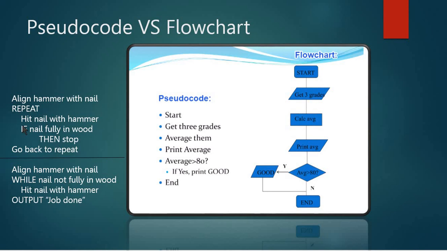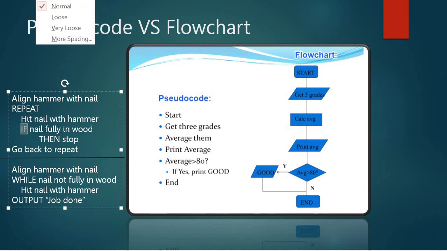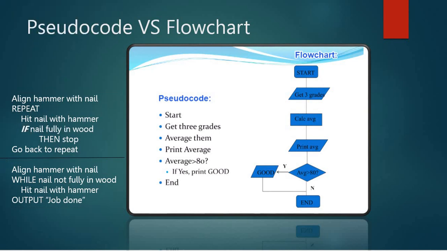Now in this I used if. But in the next one I'm actually using while. Now both of them can be used. Align hammer with nail, while nail not fully in wood, hit nail with hammer. Output, job done. This is a more elegant way of writing an algorithm, you are doing the best for the least effort.